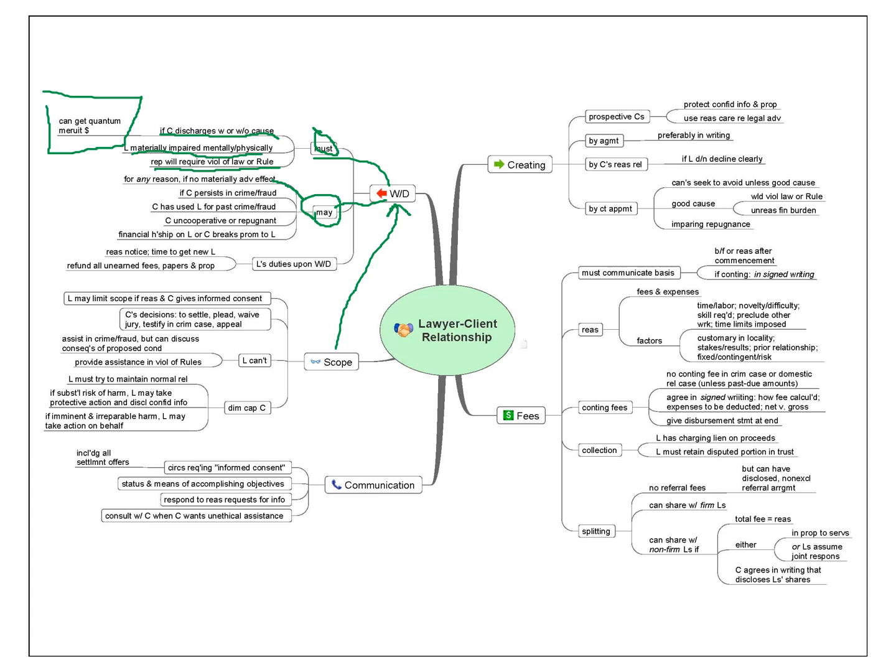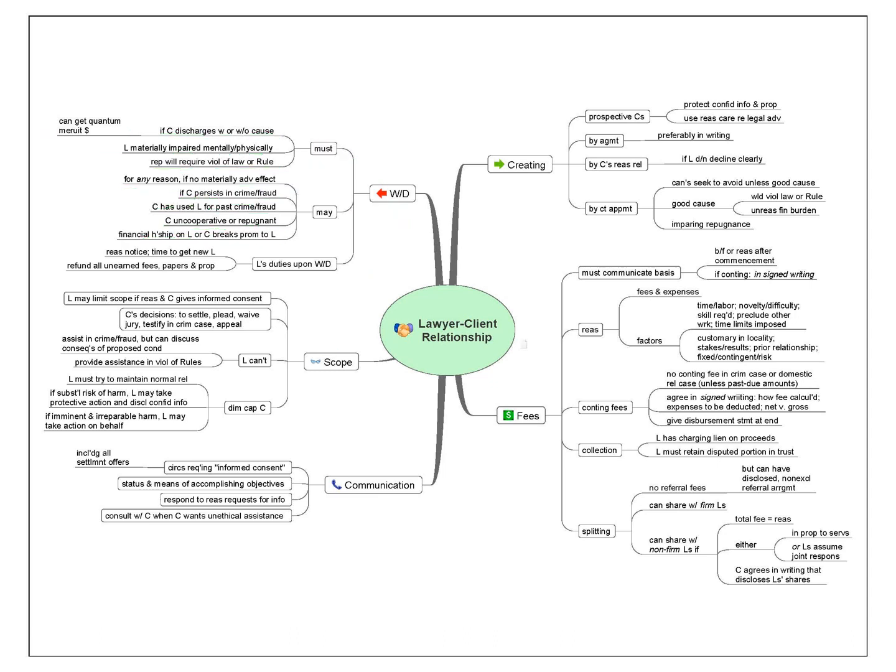And that's the vast majority of cases when people want to get off, that it's going to be hard for the client, but it's not going to materially adversely affect the client. You could also, even if it's going to cause material adverse effect to your client, get off if the client persists in a crime or a fraud, if the client has used the lawyer's services for a past crime or a fraud, if the client is uncooperative or repugnant, or if staying on the case would cause a financial hardship on the lawyer, or the client breaks a promise to the lawyer, like to pay a fee.